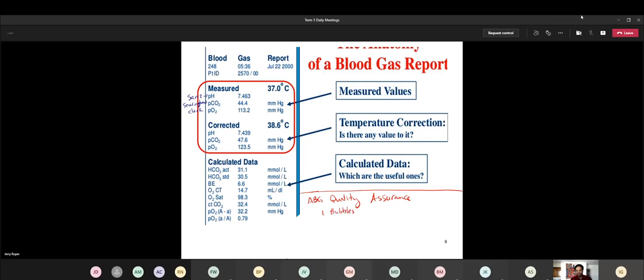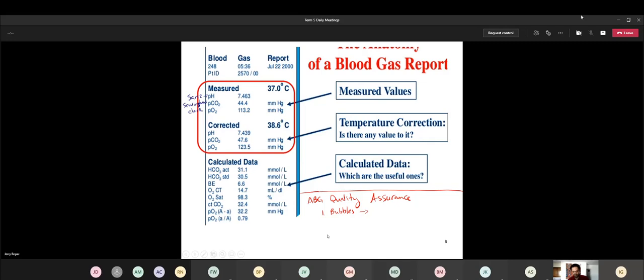So with bubbles, we know that if you don't get out all the bubbles, then it's going to throw off all of your values. But what exactly is going to happen? So with bubbles in the sample itself, if this is a room air sample, then that means that you've got an air bubble that's now in contact with your blood gas sample.